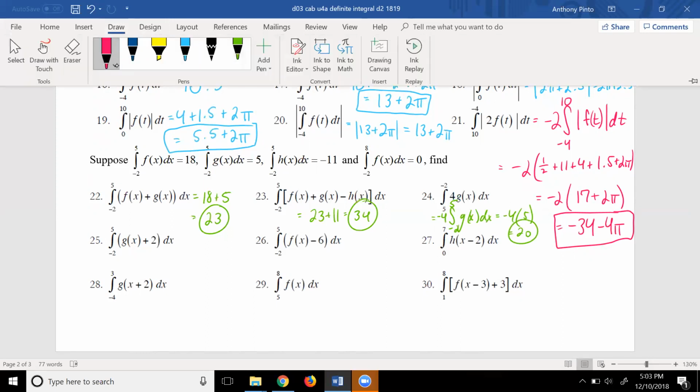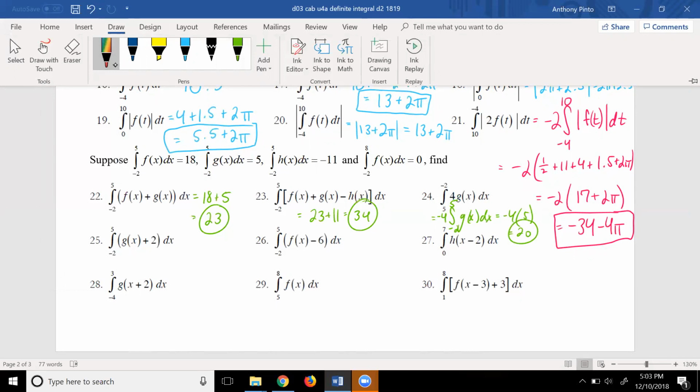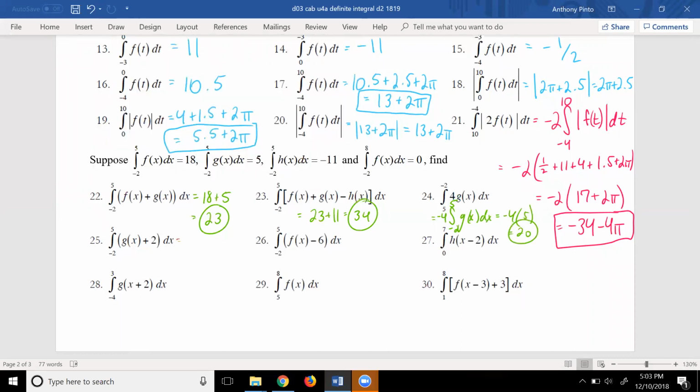Let's change colors. Go with, what the heck, let's do rainbow. -2 to 5 of g of x plus 2 dx. So the integral from -2 to 5. I'm going to rewrite this. Yeah, we have enough room. I'm going to say -2 to 5 of g of x dx, sorry, can't forget that, plus the integral from -2 to 5 of 2 dx.